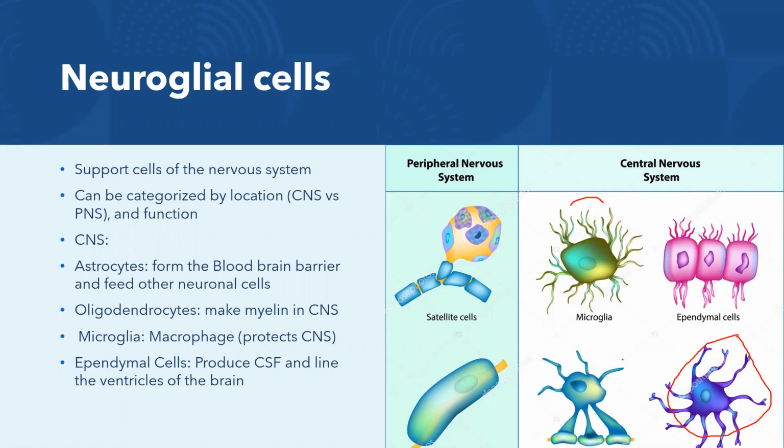Up next, oligodendrocytes are these guys. These guys' main purpose is to make myelin. Myelin is the insulation around neurons, and this allows them to fire more quickly. These oligodendrocytes only are found in the CNS.